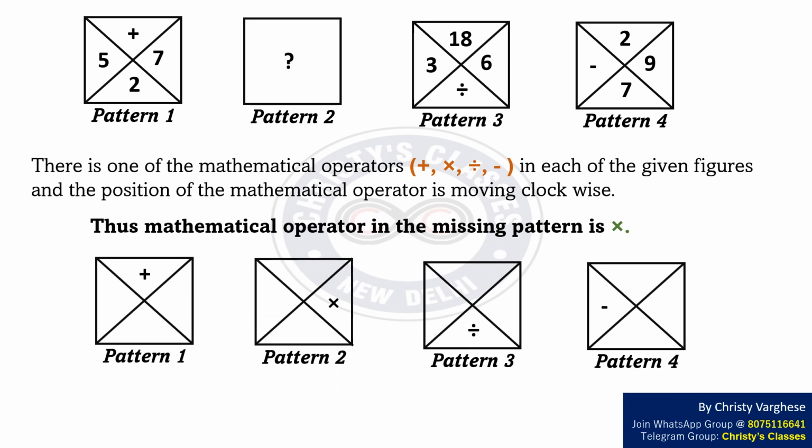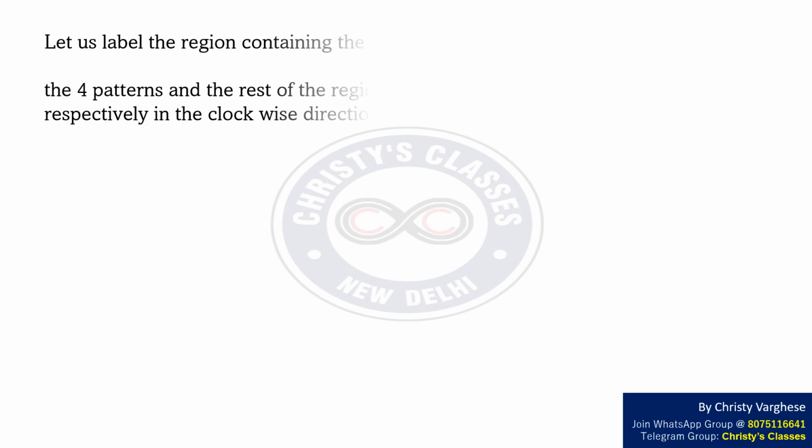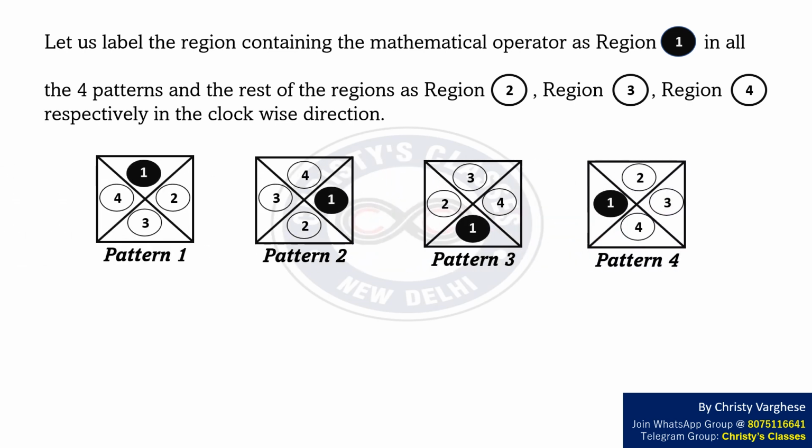Since the mathematical operators are moving in a clockwise direction, we can say that in the missing pattern, pattern 2, the position of the mathematical operator multiplication is clearly here. Now, for understanding the predefined rule in the patterns, let us label the region containing the mathematical operator as region 1 in all the 4 patterns and the rest of the regions as region 2, region 3, region 4 respectively in the clockwise direction. So, our 4 patterns can be labeled like this.